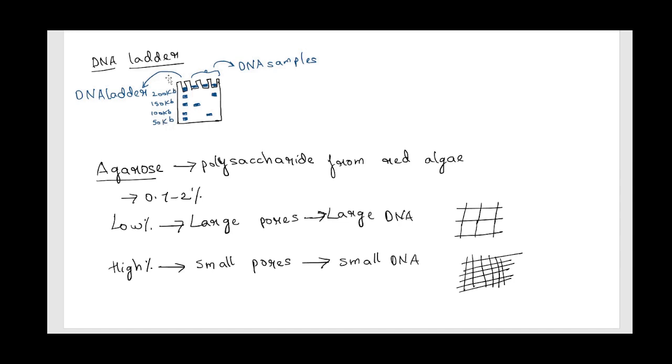DNA ladder has DNA molecules of different sizes. So, this DNA ladder can be used as a reference to know the size of your unknown DNA sample. Agarose is a polysaccharide that is obtained from a red algae. It is useful in making your agarose gel. It is used in the range of 0.7 to 2%. If low percent of agarose is used, the gel formed has large pores, which is useful in separating large DNA. If high percentage of agarose is used, the gel formed has small pores, and it is useful in separating DNA of small sizes.